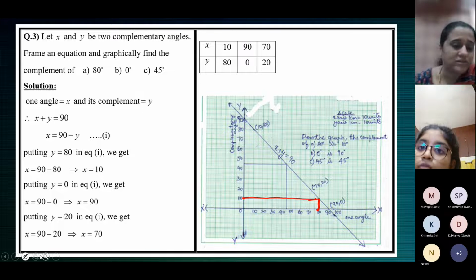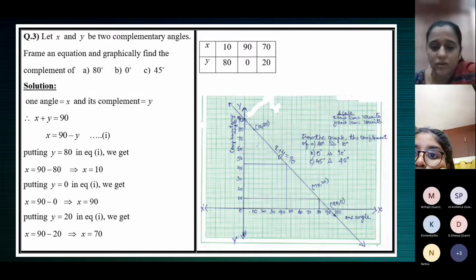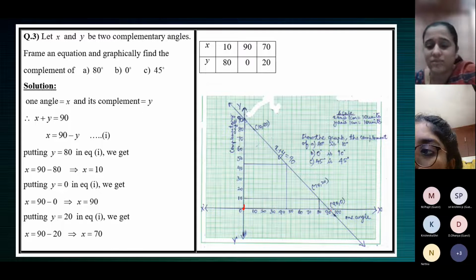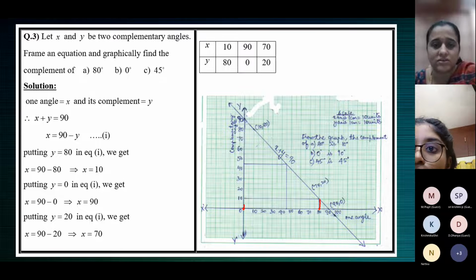Then when x is 0 degrees, what is the value of y? So x is 0 is here. For the value of y, you should go up till you hit the graph line. From 80, what did you do? You went up till you hit the graph line, right? Same thing you should do here. From 0, go up till you hit the graph line. You're going up, going up.